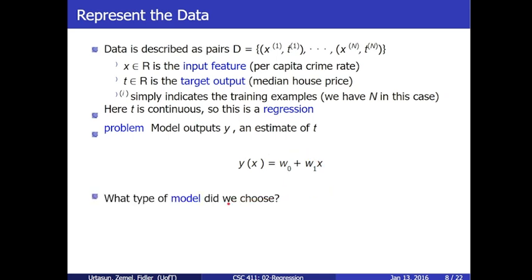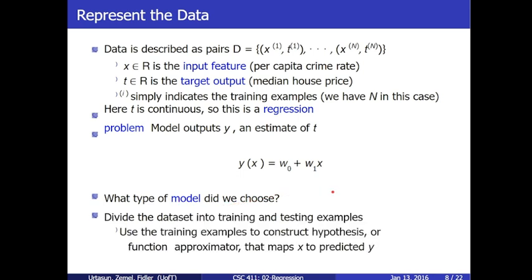So what type of model did we use? Again, you can look at it like a y equals mx plus b type of situation here, except this is a function y of x. So w0 is the initial starting point, w1 is the slope, x is the x variable, and y of x is the output function. So what type of model do we choose?